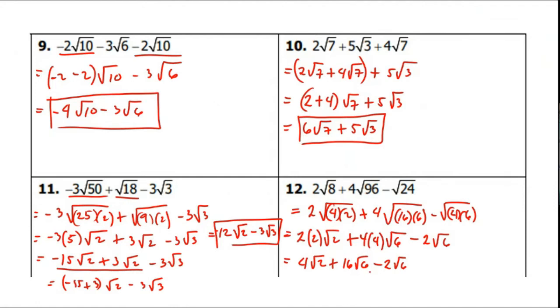Therefore, we can only combine 16 square root of 6 minus 2 square root of 6. So we will be leading to 4 square root of 2 plus 16 minus 2 quantity square root of 6. Simplifying, we will be having 4 square root of 2 plus 14 square root of 6. So this will be the final answer: 4 square root of 2 plus 14 square root of 6.